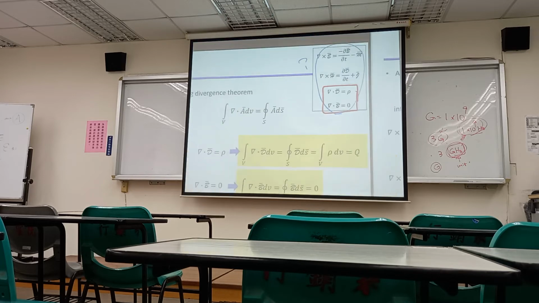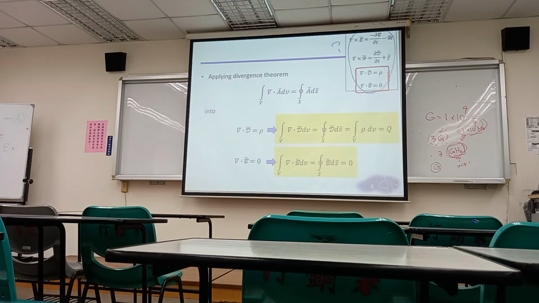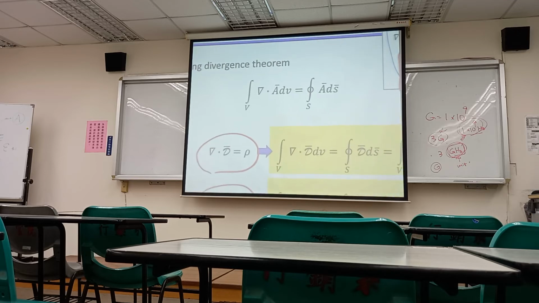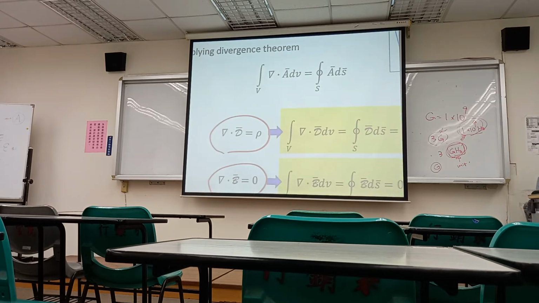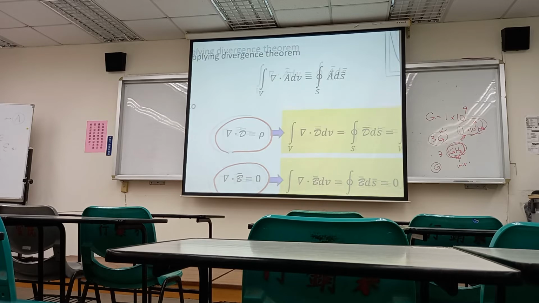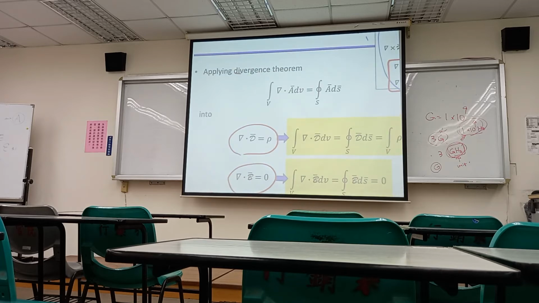Okay, let's do some calculation for these two equations, the third one and the fourth equations of the Maxwell equations. First of all, we need to apply the divergence theorem. This is from the book, your textbook. I try to explain what they are doing.